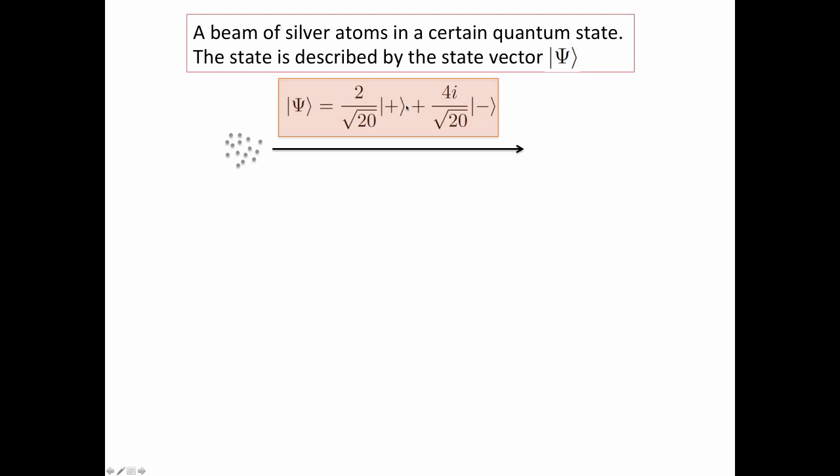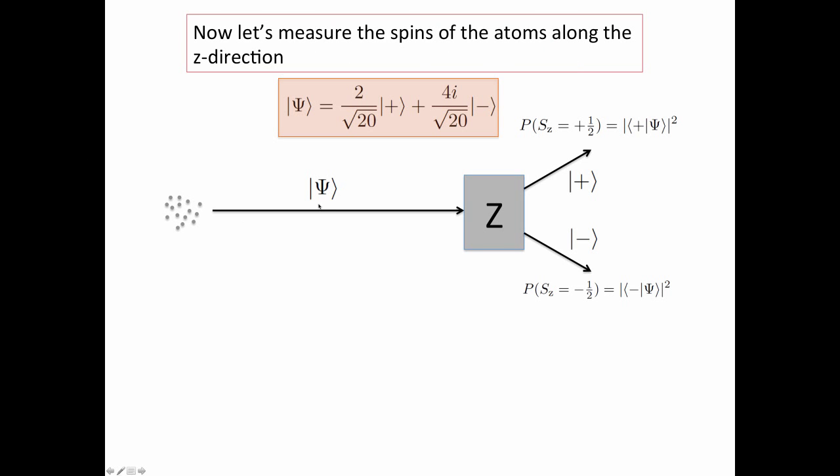Okay, so now we can go ahead and figure out what it means for this bunch of atoms, this beam of atoms, to be in this quantum state. And the meaning of any state you figure out by performing measurements on the physical system, on this beam of atoms in this case. And we have a choice of 3 possible measurements. We can measure the spin along the z-axis, the spin along the x-axis, or the spin along the y-axis. So let's start off by measuring the spin of these atoms along the z-axis.